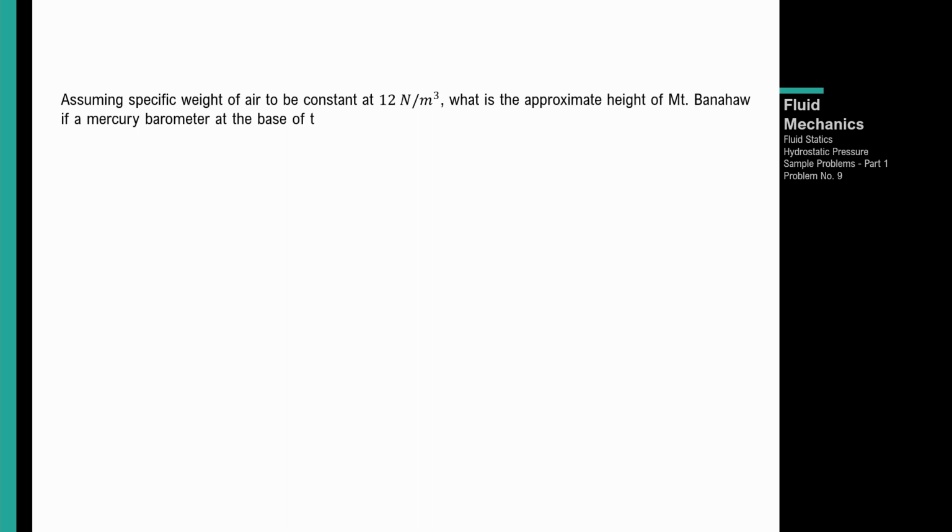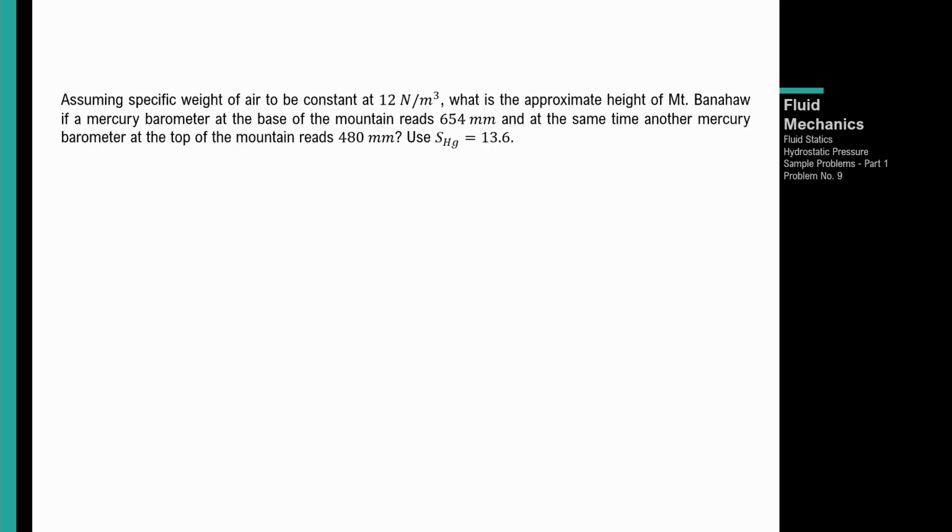Problem number 9. Assuming the specific weight of air to be constant at 12 newtons per cubic meter, what is the approximate height of Mount Banahaw if a mercury barometer at the base of the mountain reads 654 millimeters? So at the same time, another mercury barometer at the top of the mountain reads 480 millimeters. Use specific gravity of mercury, which is equal to 13.6.